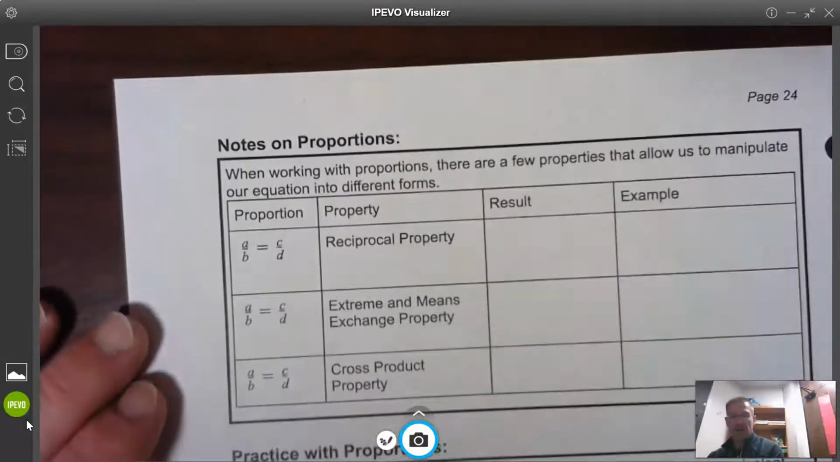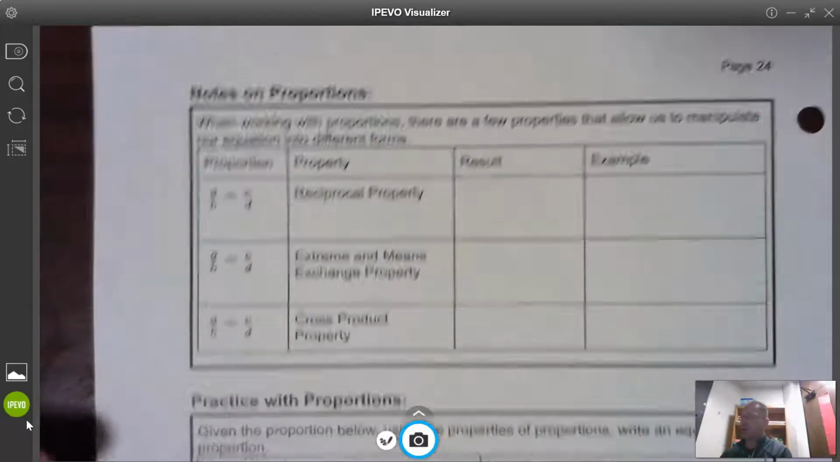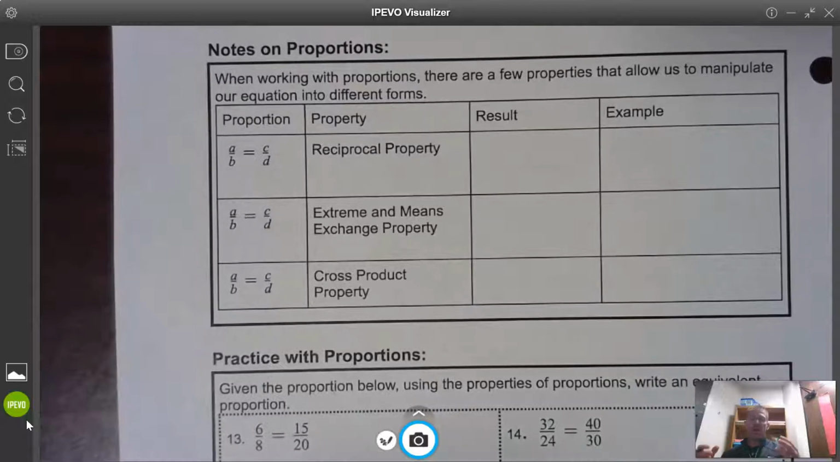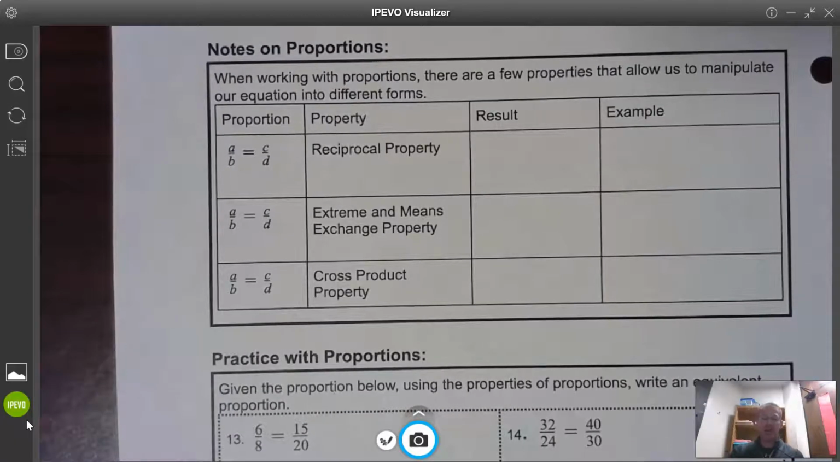All right, let's look at some properties, because here's the other thing that's going to happen: when we have these proportions, there are some equivalent forms we can get by manipulating them. Here are three of the properties that we're going to use.